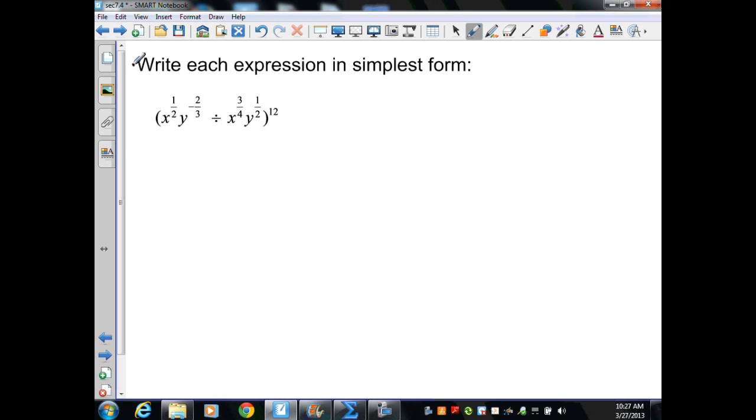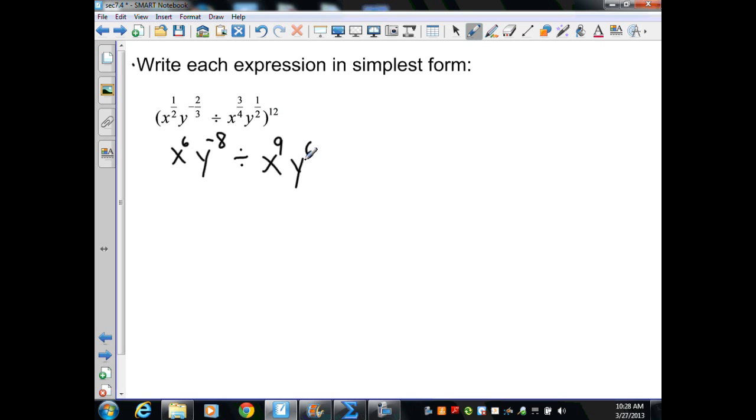To simplify this expression, I'm going to do the power to the power rule first. Whether this is a numerator and denominator or written in this fashion, I know that 12 has to be multiplied to each exponent of each term. So this is going to give me x, 1/2 times 12 is 6. Y, a negative 2/3 times 12 is a negative 8, divided by x, 3/4 times 12 is 9, and y, 1/2 times 12 is 6.